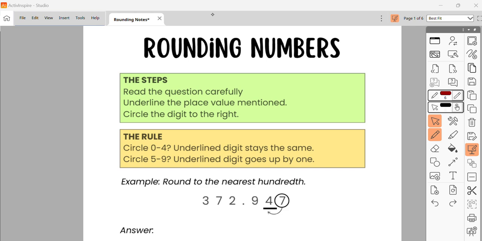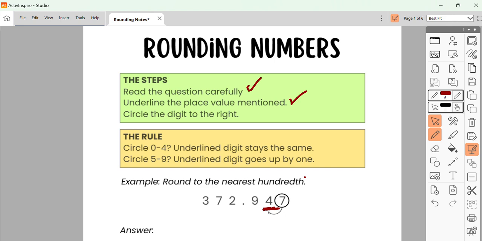So first, the steps. You read the question carefully. Down here it says example, round to the nearest hundredth. Okay, we read the question carefully, so we did that. And it says underline the place value mentioned. Well, it mentioned nearest hundredth. So tenths, hundredths. This is the hundredths place. It was already underlined, but I went ahead and did it again. So we've gone through our second step.